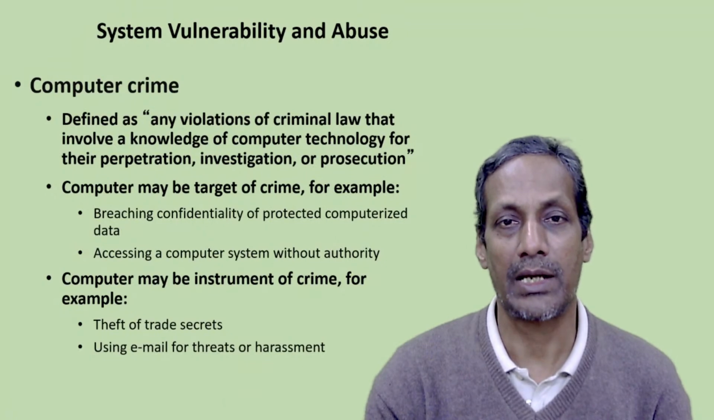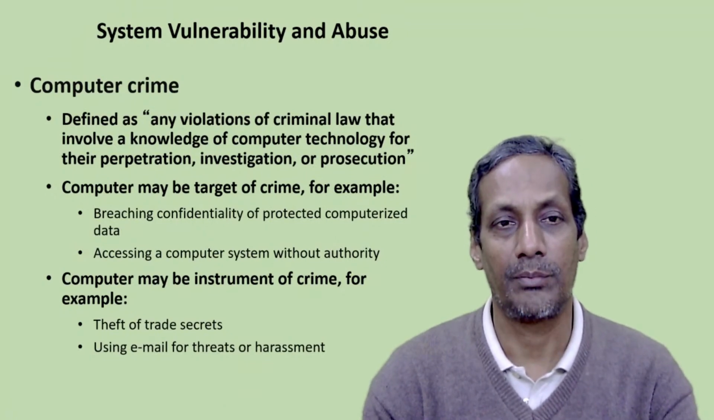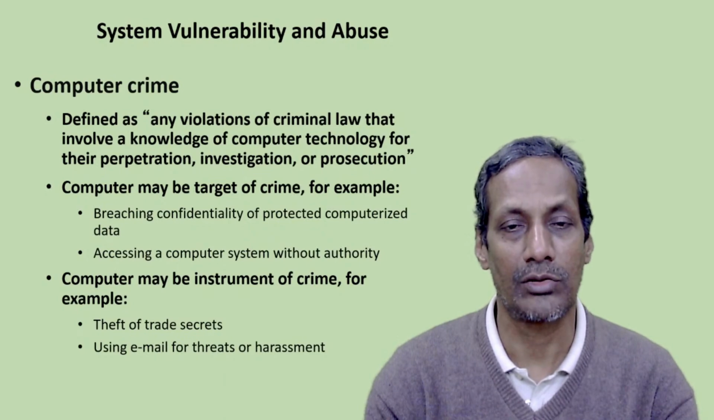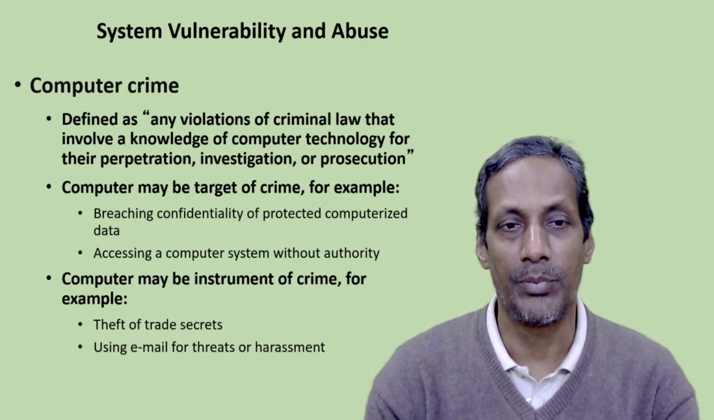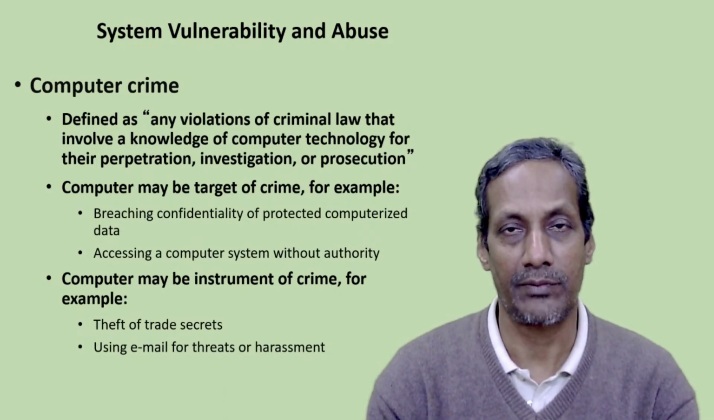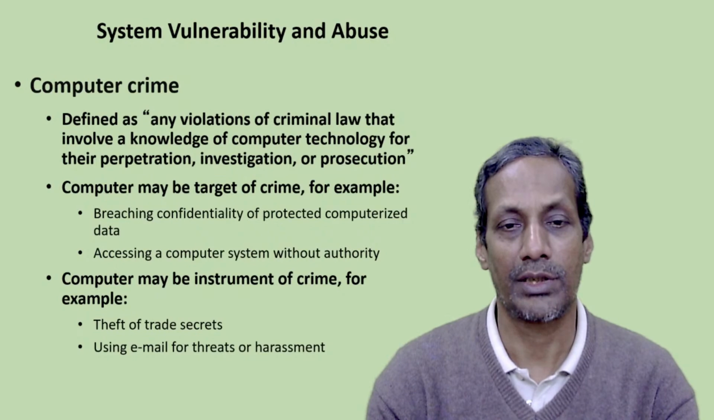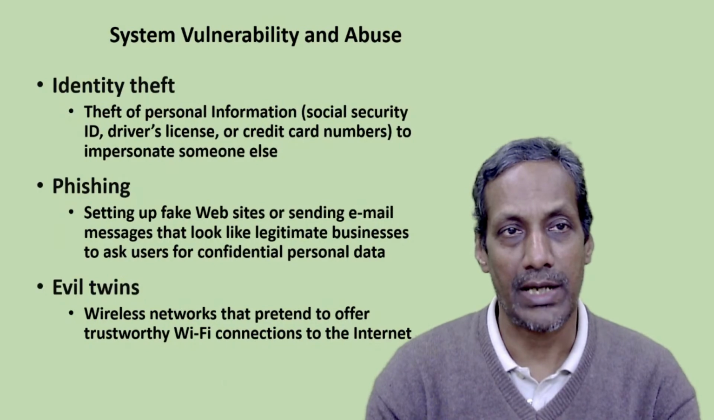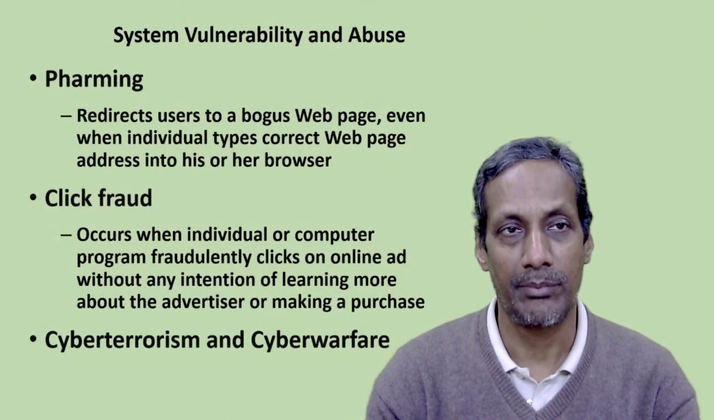Computer may be a target of crime, like breaching of confidentiality of protected computerized data. Accessing a computer system without authority can also be termed as a crime. Computer may be an instrument of crime, for example, theft of trade secrets, using email for threats or harassment. System vulnerability and abuse can happen because of identity theft, phishing, and evil twins. It can happen because of pharming, click fraud, cyber terrorism, and cyber warfare, which is a rising trend.